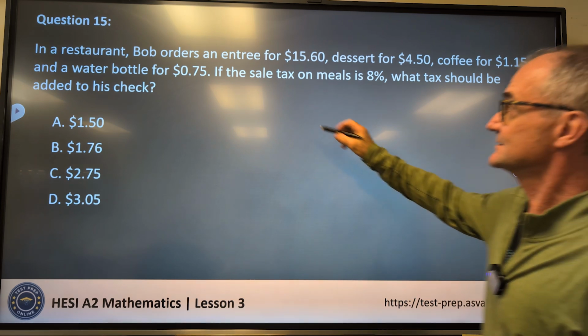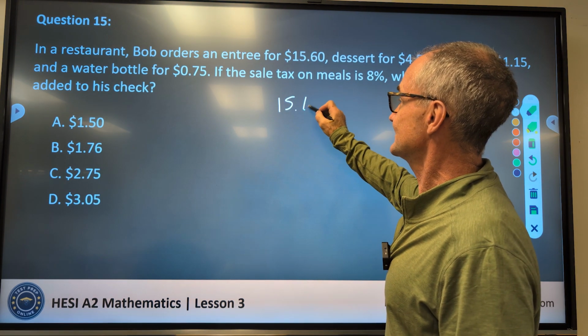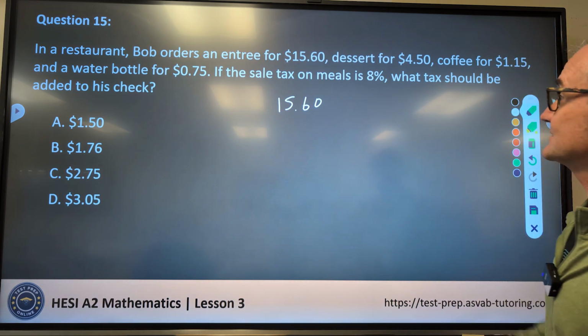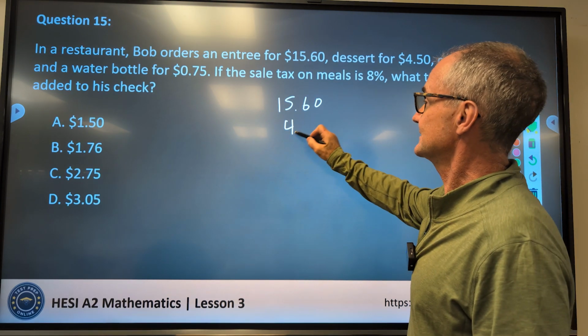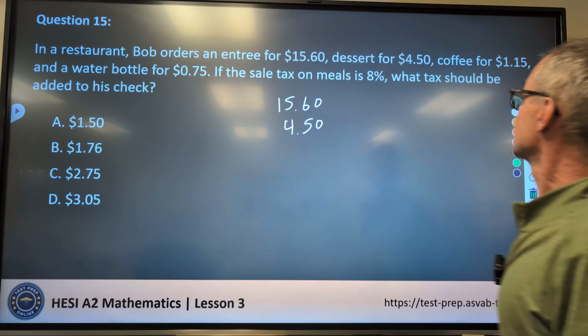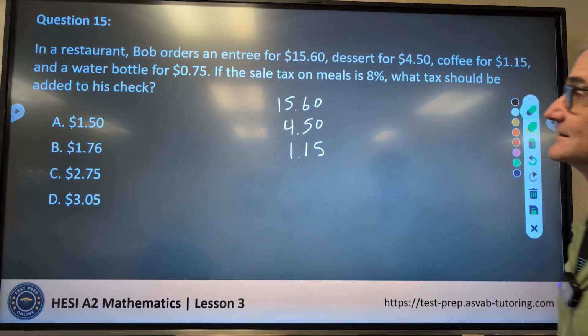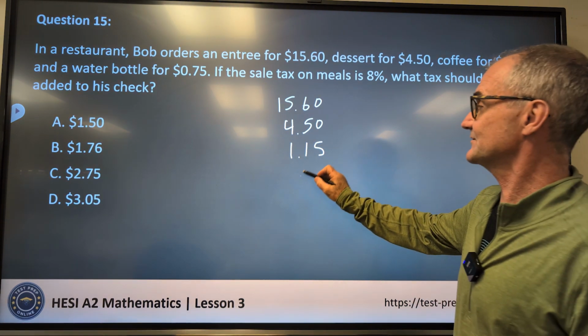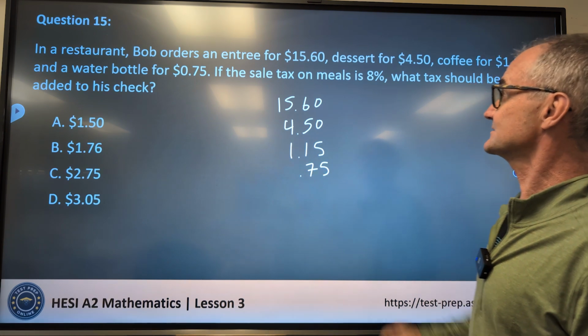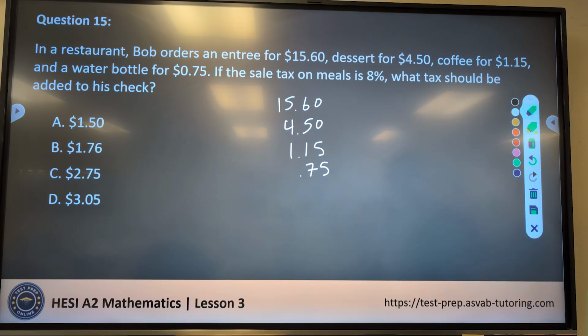So I'm going to write that amount down, 15.6. Dessert for $4.50. Coffee for $1.15. And a water bottle for 75 cents. The sales tax on the meal is 8%. What should the tax be on this amount?